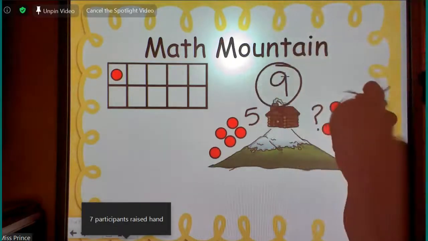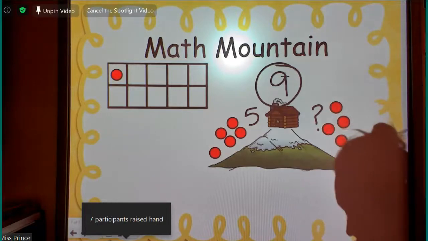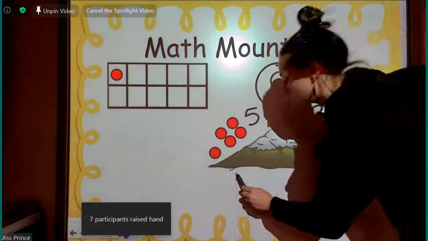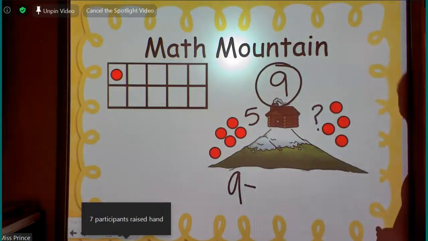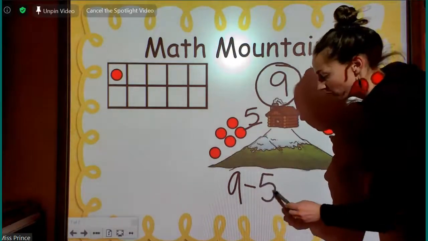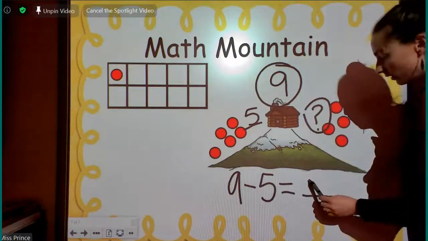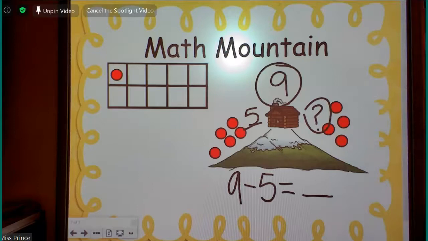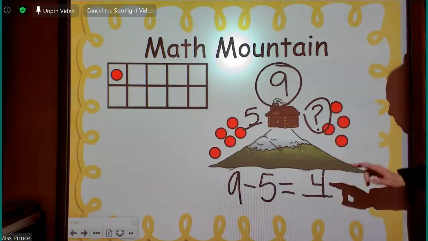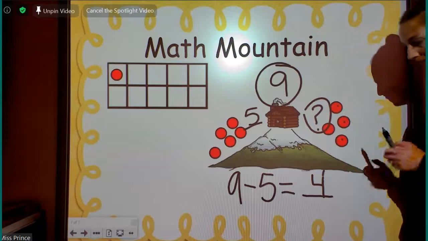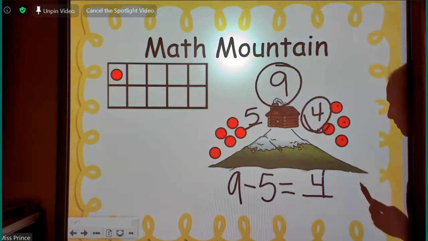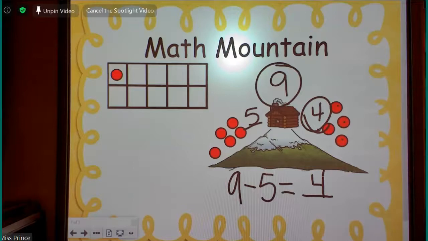Okay. So Mario, when we subtract, we always start with the biggest number. Which one's bigger, 9 or 5? 9. And we're subtracting 5. And we need to figure out what our mystery number is. So what is our mystery number? 4. So that is how many monsters went to Ogawa's, and we can count. 1, 2, 3, 4. So we know that our mystery number is 4. Great job.